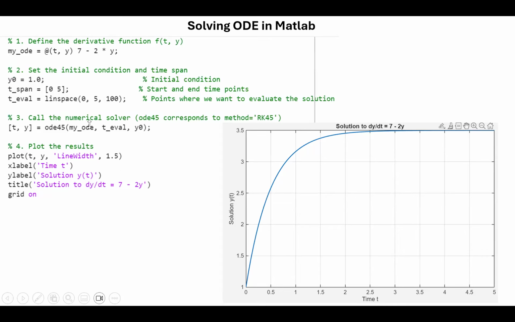Then you call the numerical solver. So [t, y], this will be your output, and it is equal to the solver, the function, the time you want to evaluate, and then the initial condition. And then this is just plotting the result. When you run it, you will generate a result that looks like that. So that's how to solve ODEs in MATLAB. That's it for this video, and I will see you in the next.